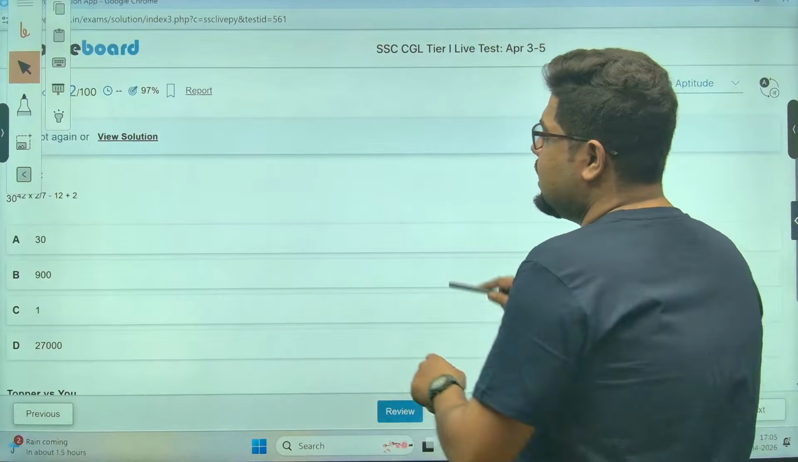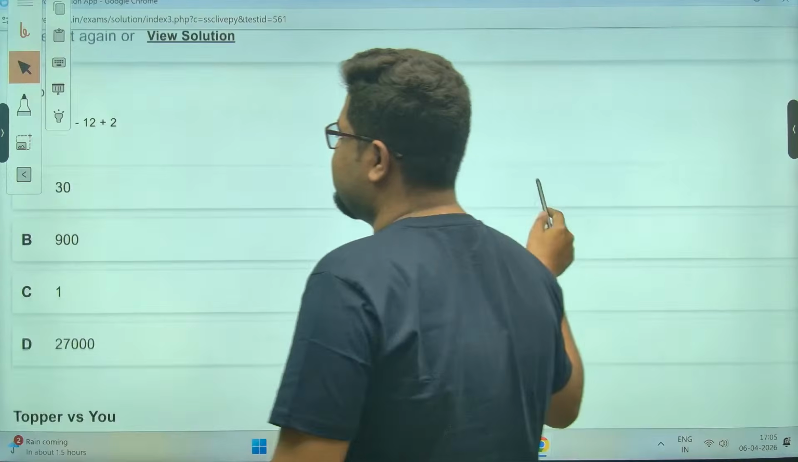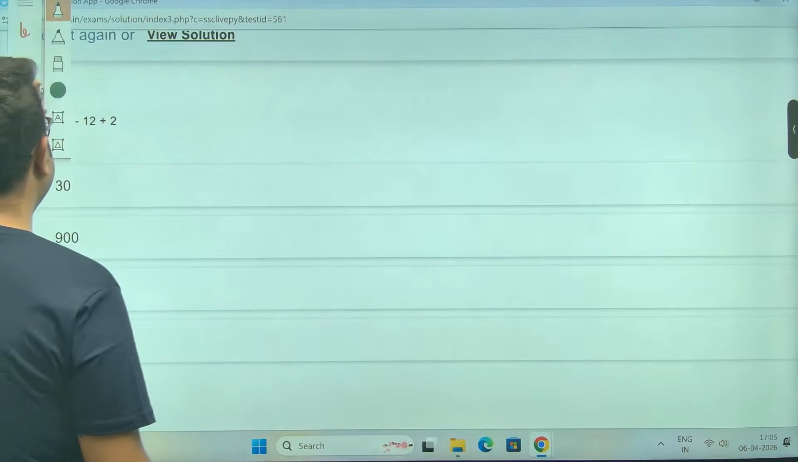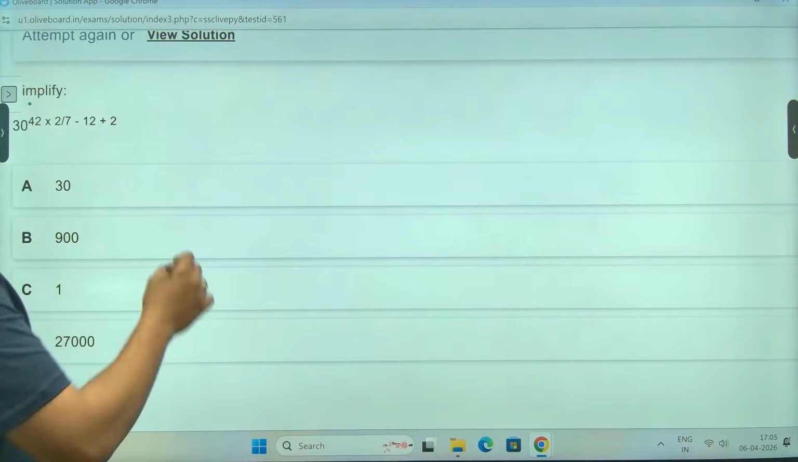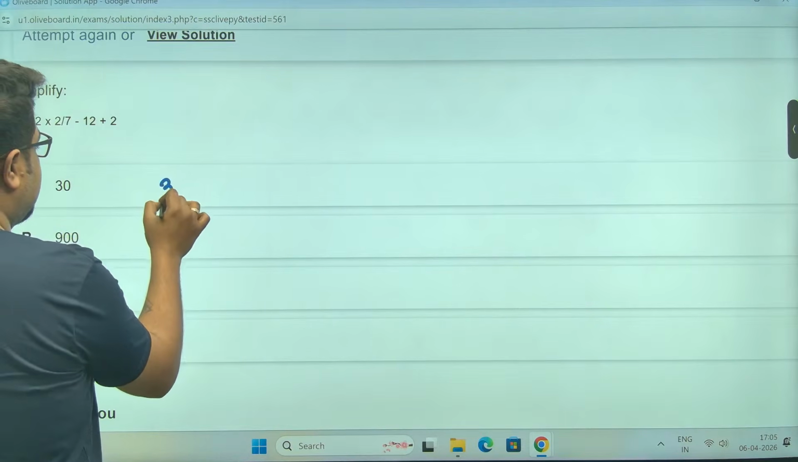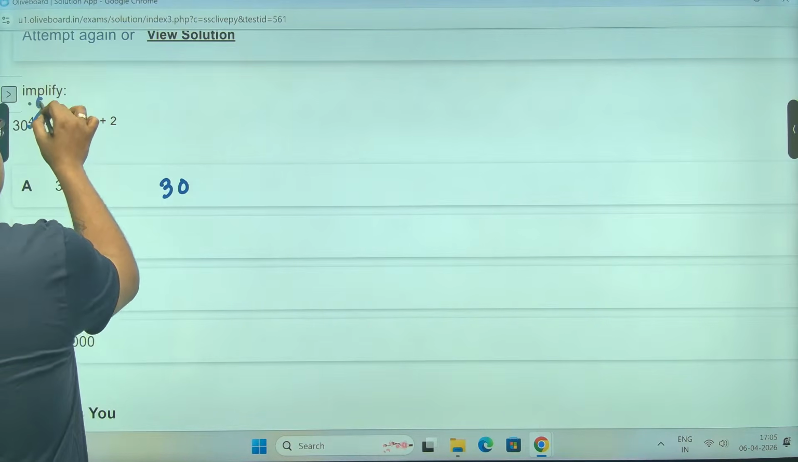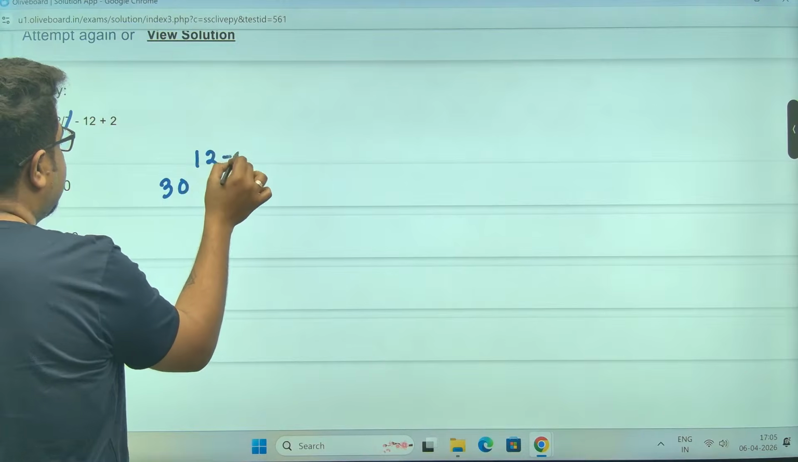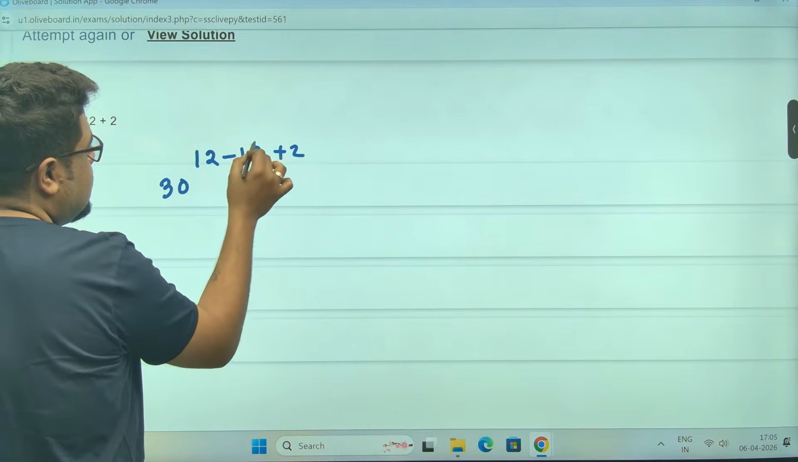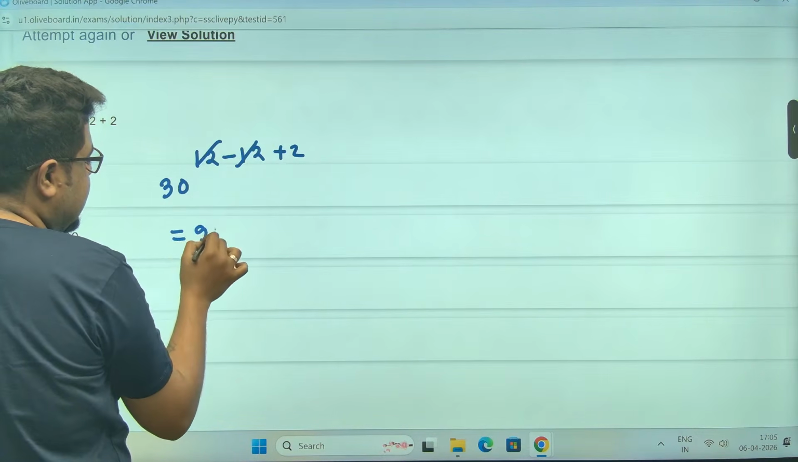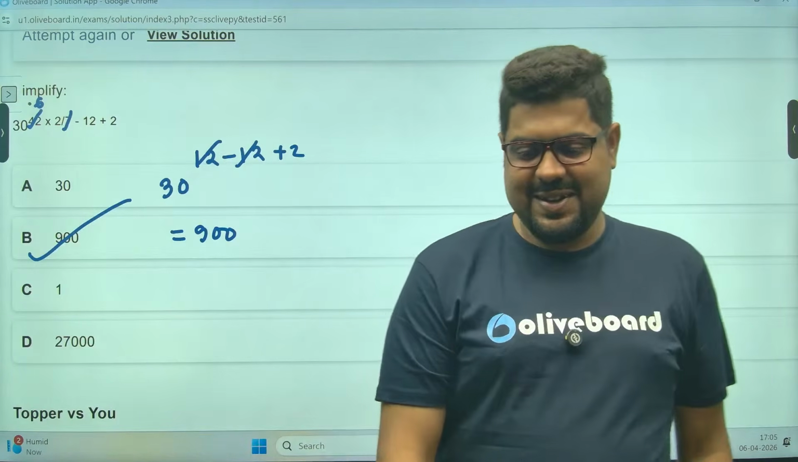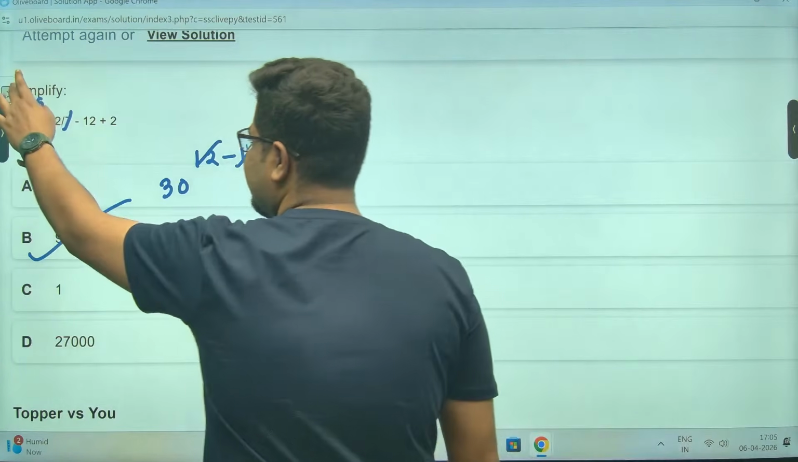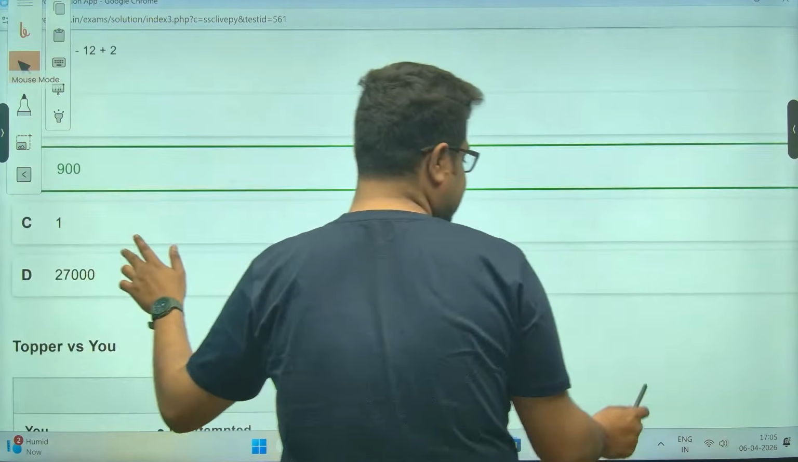Moving on to the next question, which is a very simple one. A power calculation. 30 to the power, 7 and 6 are this, so 12 minus 12 plus 2. So 30 to the power 2 is 900. Option number B. Again, 10 seconds. Clear? Simple question. Next one.